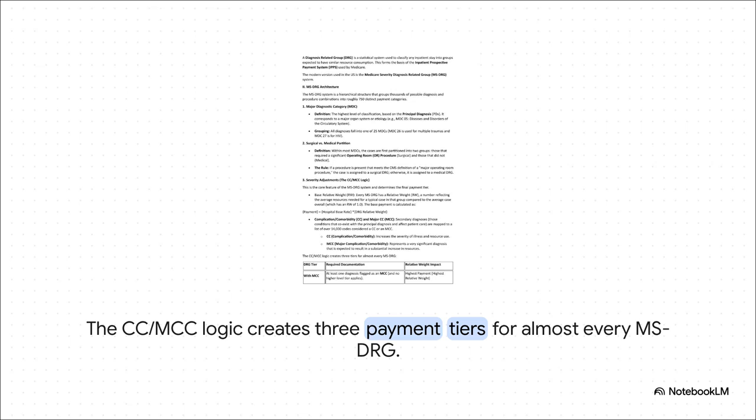The grouper creates a triplet for almost every DRG. If there's no CC or MCC, you're at the lowest tier. Add a CC and it moves you to the middle tier.